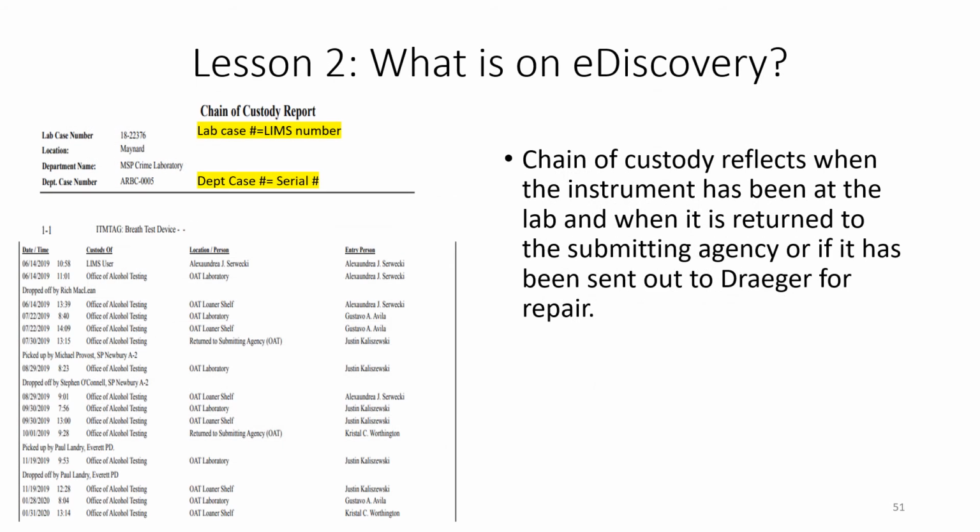One of the categories of documents that are included within the instrument file available on eDiscovery are chain of custody documents. Now, when you click on the tab for chain of custody, it may open up multiple documents. You'll see that because the Office of Alcohol Testing will upload a new chain of custody each time that instrument comes to the Office of Alcohol Testing. Chain of custody documents reflect when an instrument has been at the lab and when it's been returned to the submitting agency, or if it's been sent out to Draeger for repair.